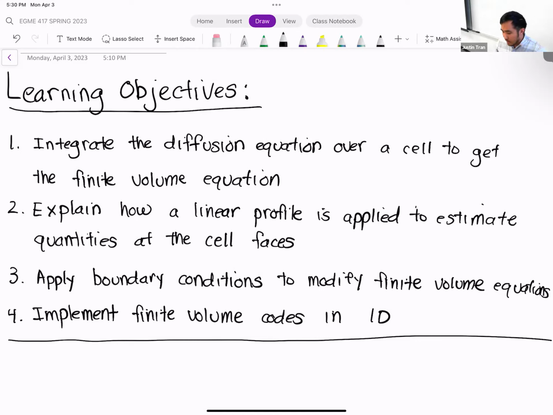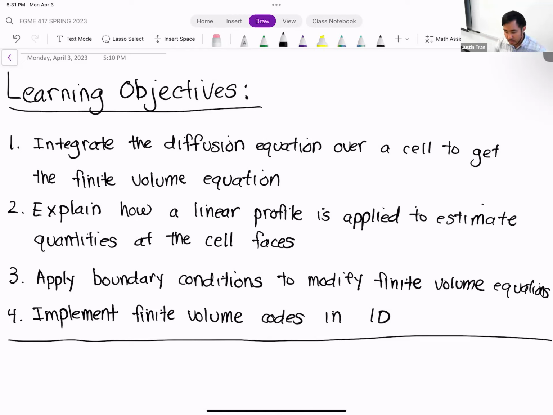So the plan for today is we're going to continue where we left off last Wednesday, about 10 days ago. If you remember, we were talking about the finite volume method. Today we're actually going to apply it, and we'll see how that works out in 1D with diffusion. We'll be doing all the 1D stuff today, and then hopefully we'll end today by looking at a code.